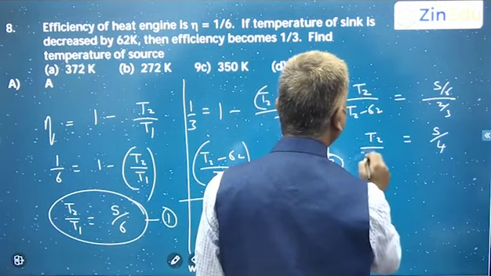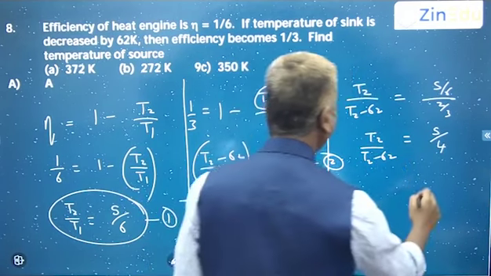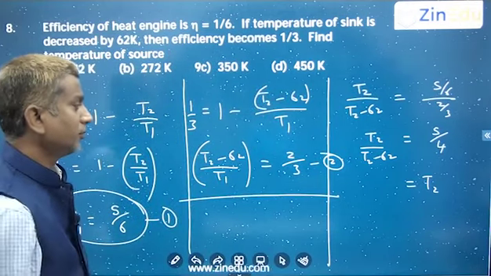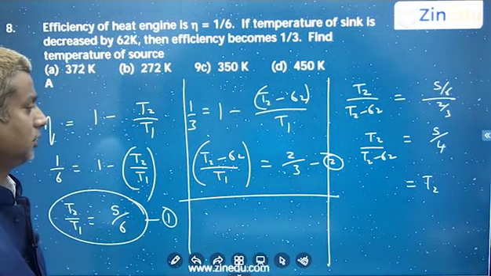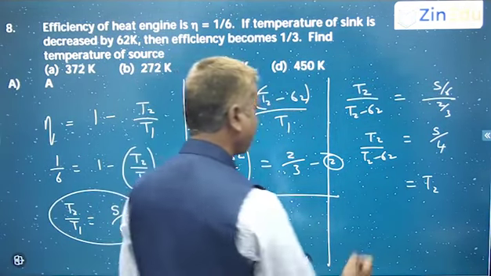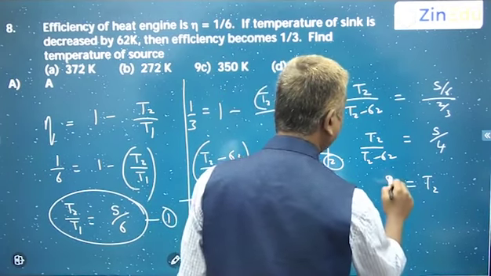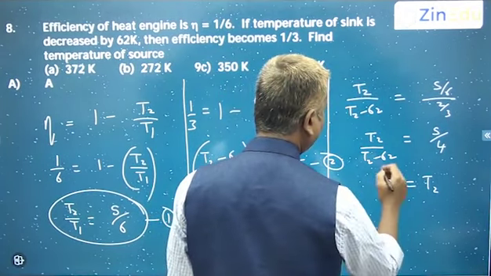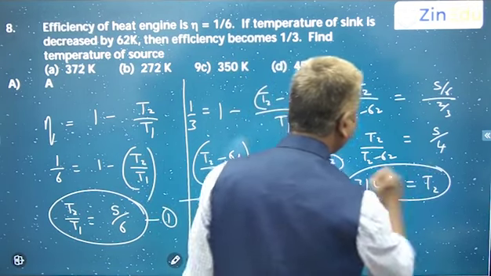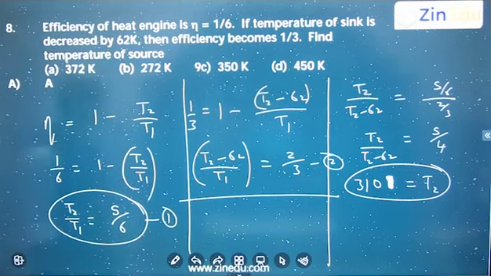So T2 by T2 minus 62, right? So 5 T2 will be equal to 62 into 4 into 5. This value will be getting as 310 Kelvin T2. So when T2 is 310 Kelvin, what is T1?